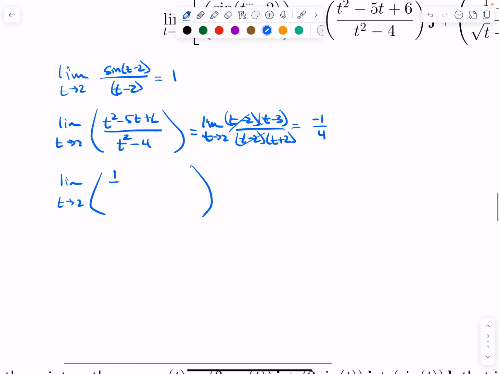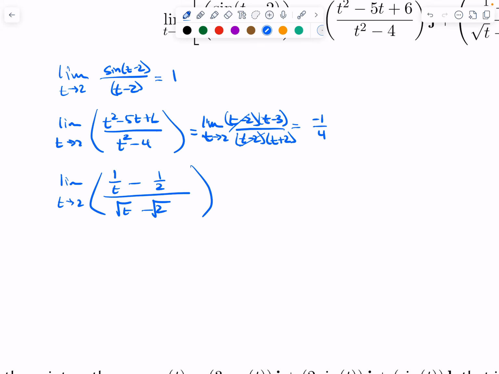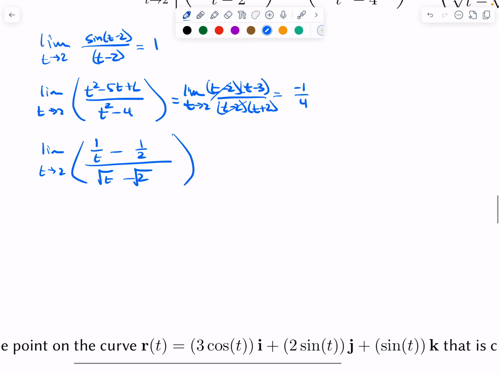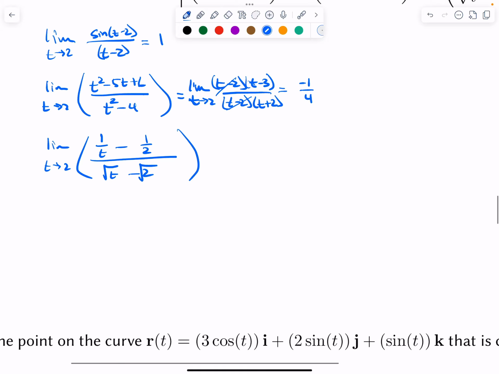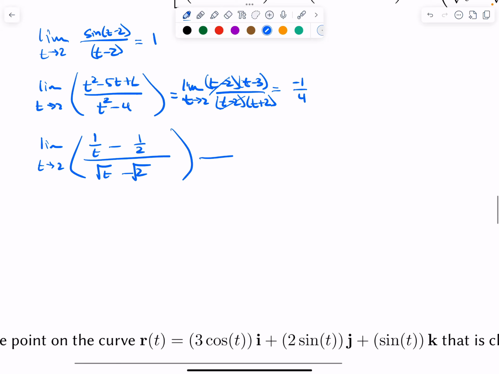Let's see, 1 over t minus 1/2, all over radical t minus radical 2. You have a couple of options here. We could do some algebra, but we could have done L'Hopital back on the second one. Let's do L'Hopital just for fun, since when you plug in 2, you get 0 over 0, so we can just do derivatives here. So here, L'Hopital.